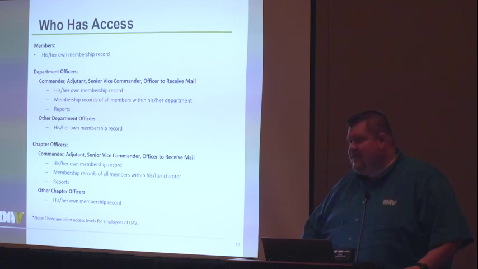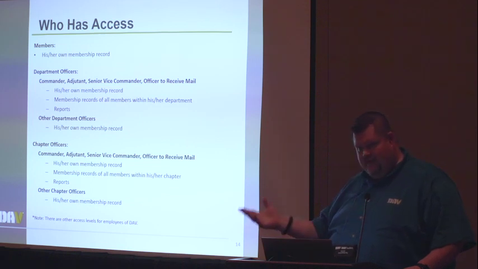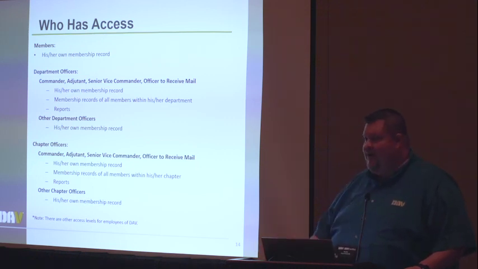However, I have directed my staff that should somebody else that's listed as an officer on the officer report call and inquire for something for their organization, so if you're a chapter junior vice commander, you're doing your membership drive and you want a current member process list, if you're listed on the officer report, they will crank it out in Excel format and you can sort it any way you want. So just give us a call and we'll meet your needs. Of course, there's other levels of access for the employees, but these are the access levels for our membership drive folks. Yes, sir.